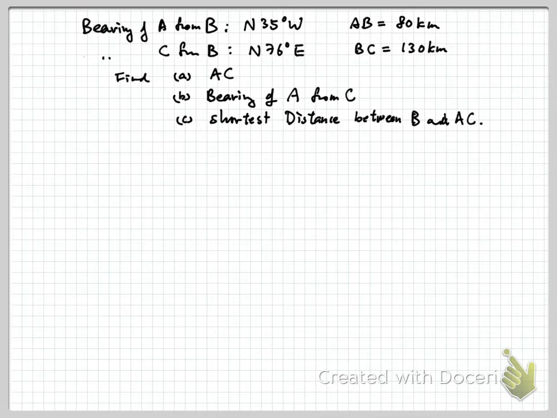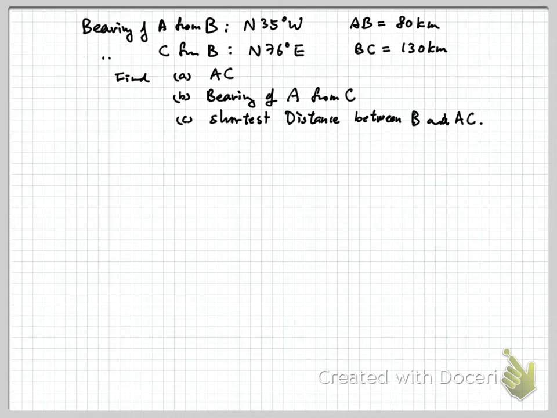We have 3 points A, B, and C. The bearing of A from B is north 35 degrees west. The bearing of C from B is north 76 degrees east. So now think about the relative positions between A, B, and C: right, up, down, left, right. The distance between A and B is 40 kilometers. The distance between B and C is 130 kilometers.